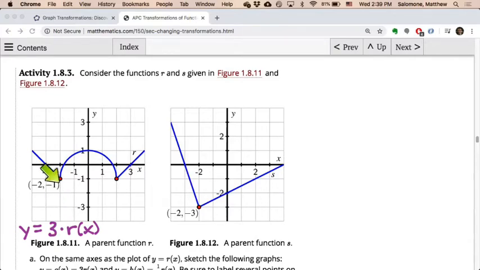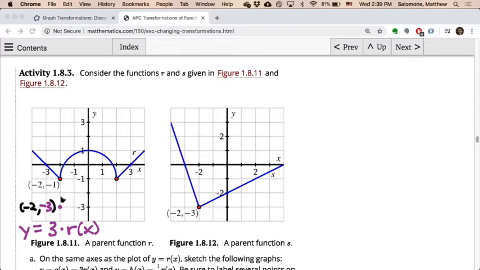I'm taking the y coordinates of all the points that I know, and I'm multiplying all those y coordinates by 3. So if I know that -2, -1 is on my original graph, what point is going to correspond to that point on the new graph? Yeah, -2, -3. I've just multiplied that y coordinate by 3. Multiply the y coordinate by 3, and that gives me the point on the new graph.